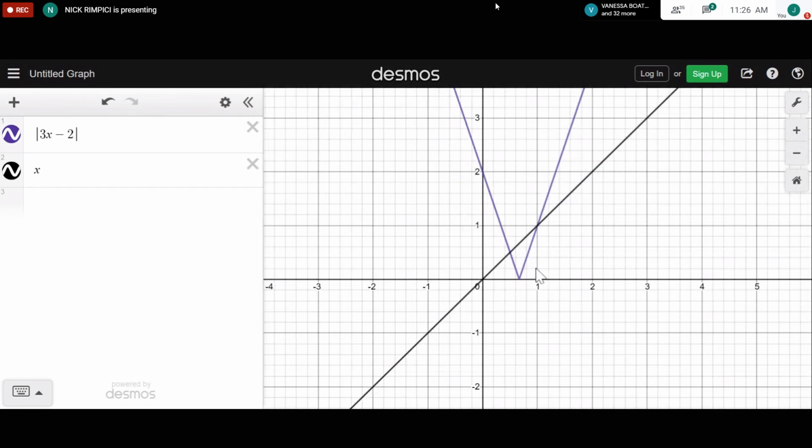I can clearly see it does intersect twice. 0.5 is one solution, and 1 is the other. At 0.5 and 1, these two things are intersecting. Those are the two x values, 0.5 and 1. There are two solutions here. So that's it for this one.